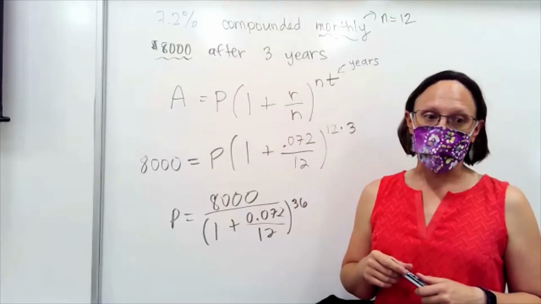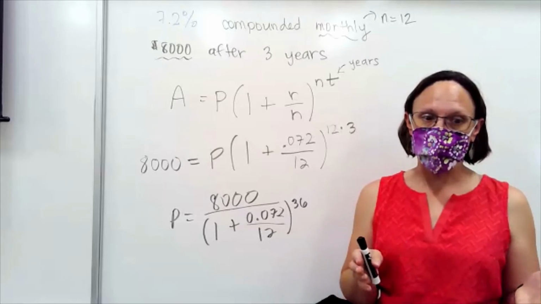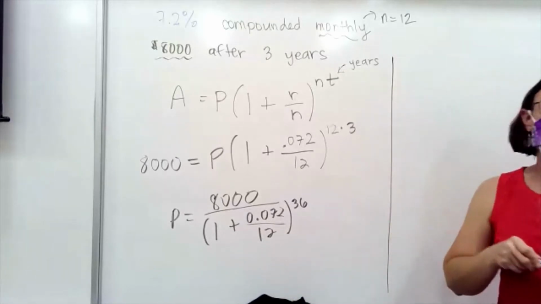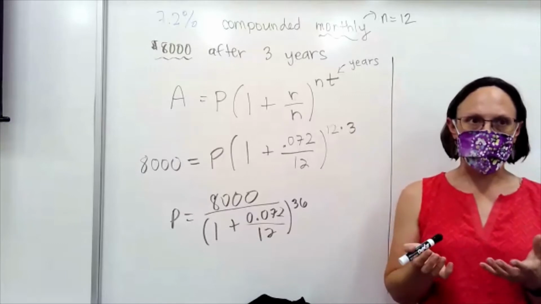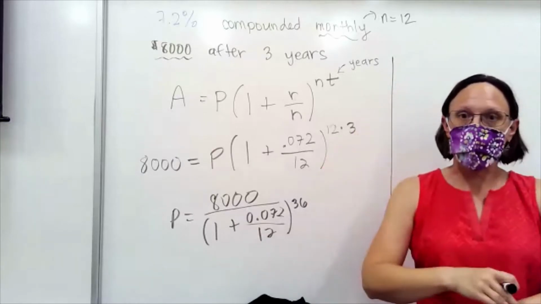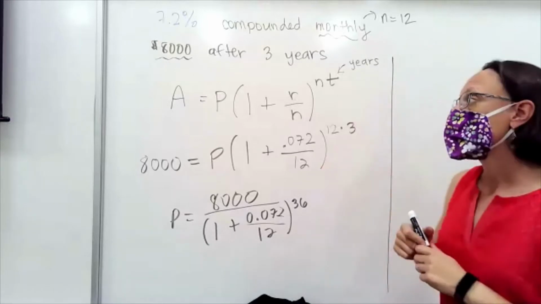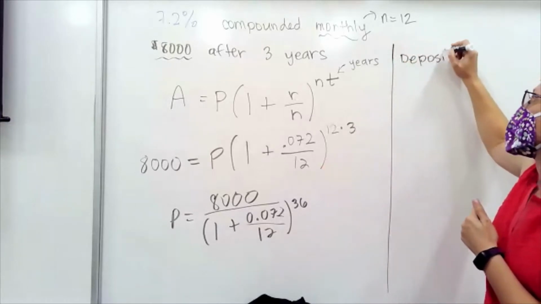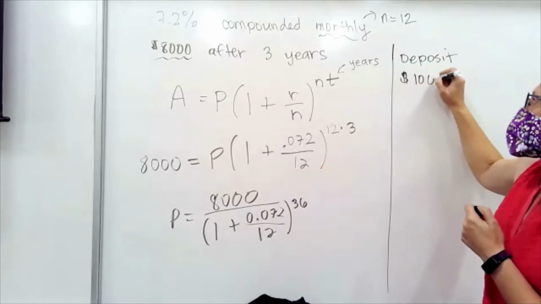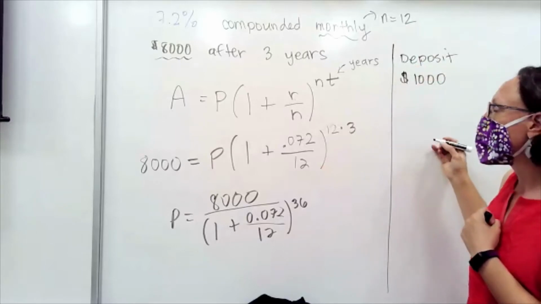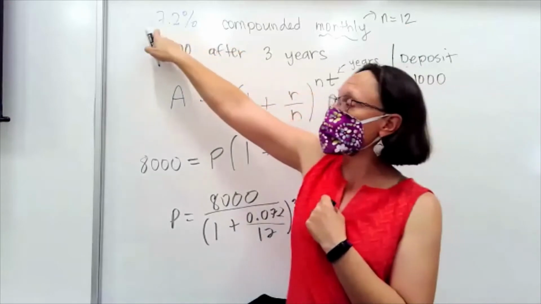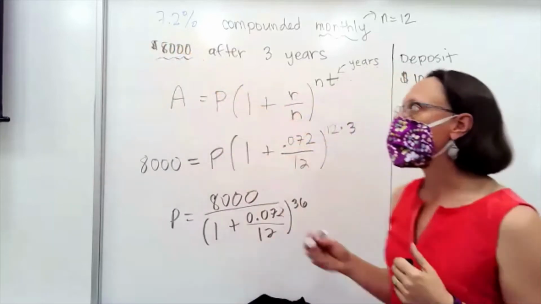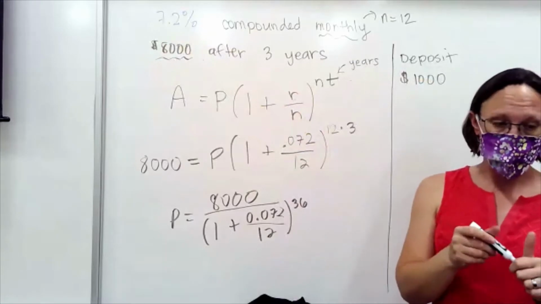So here's how we're going to deal with that. Let's back the question up for a second and think about if this is compounded monthly, let's go through and see how much money we have after 1 month. A different kind of problem, but let's say I deposit $1,000, and I'm getting a 7.2% annual percentage rate, but we're compounding monthly. So I'm going to have to divide that by 12.